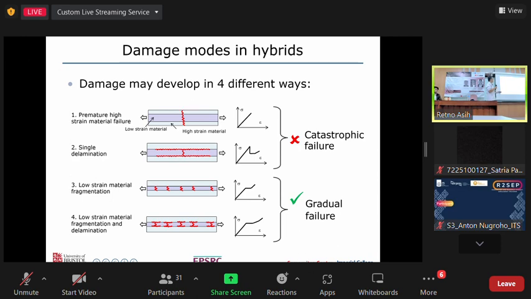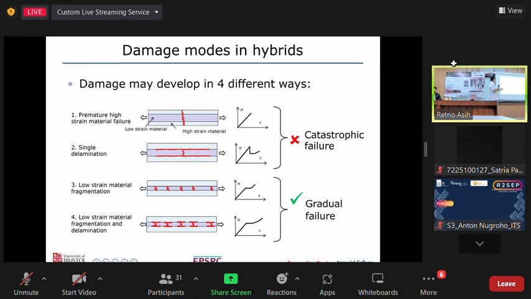strain material. So in this case, the high strain material is a glass fiber, and the low strain is a carbon fiber. But you can maybe pick another material which has an adequate strain ratio and also a stiffness ratio. So there are four cases here.